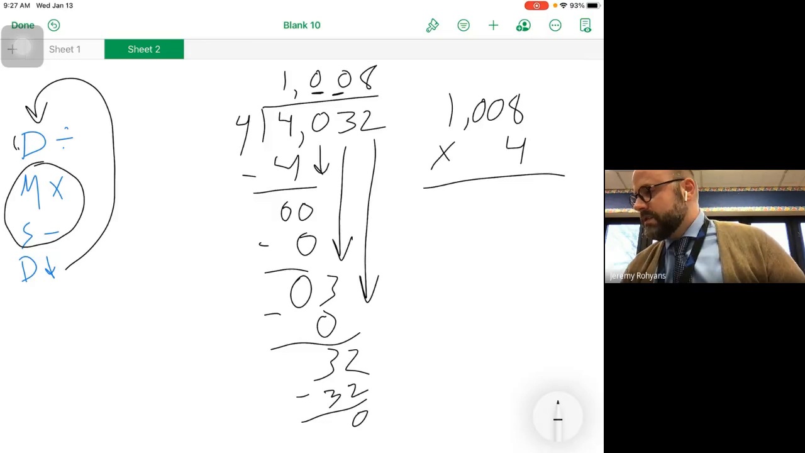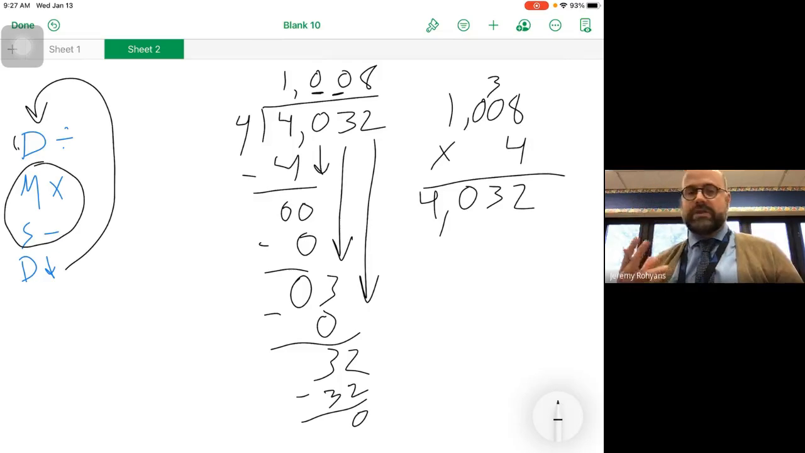4 times 8 is 32. 4 times 0 is 0. 3, 0. 4032.